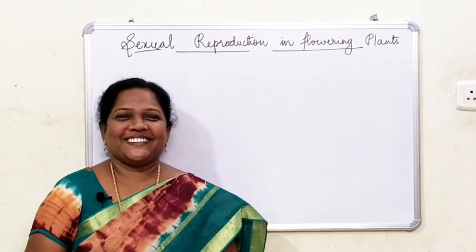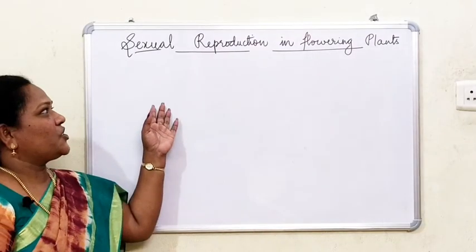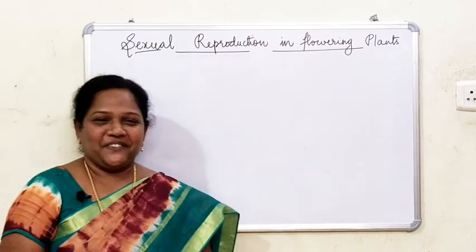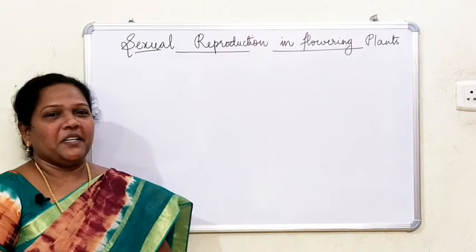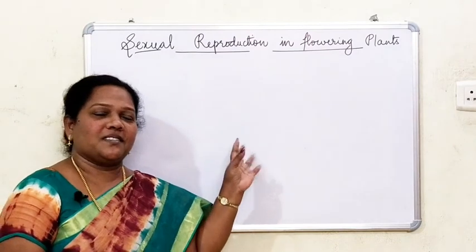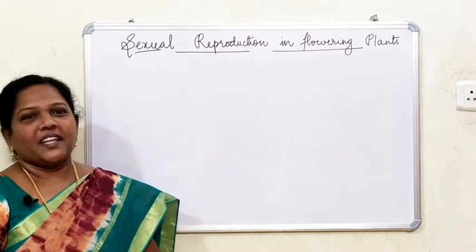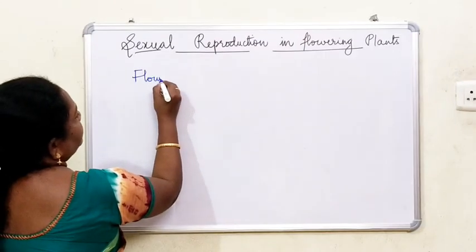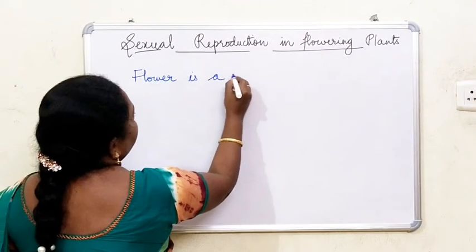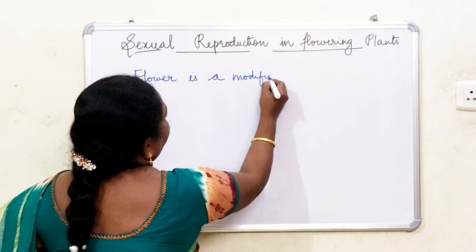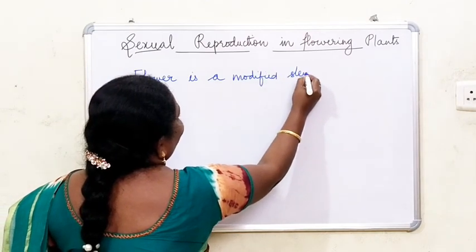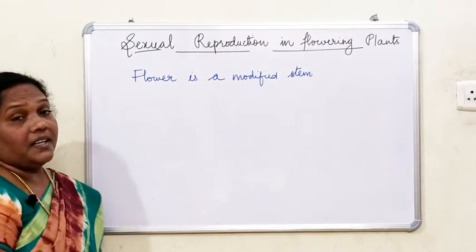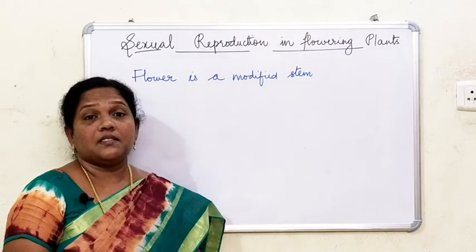Hello everyone. We are going to start with the second chapter, sexual reproduction in flowering plants. The main part of the plant involved in this sexual reproduction is the flower. We know that the flower is a modified stem. And this flower has four whorls.